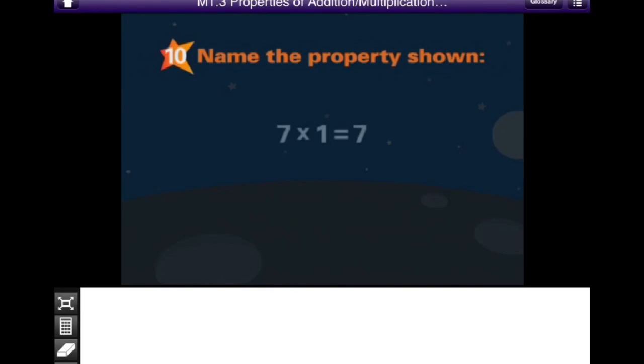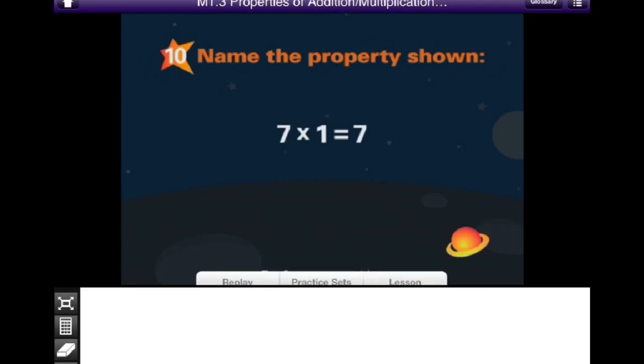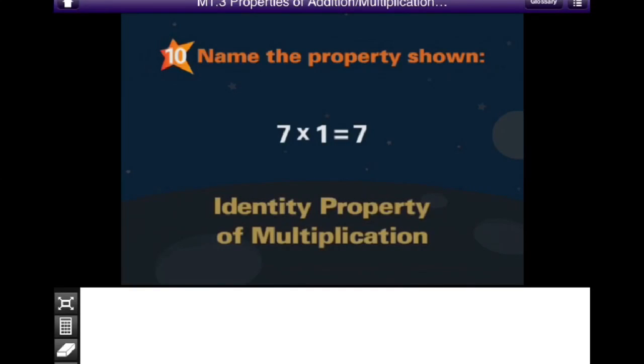What property is shown in problem 10 of your lesson notes? Okay, go ahead and write this down in your notes, 7 times 1 equals 7. Hopefully you know this pretty easily, and then come back and press play once you think you have the answer. If you multiply any number by 1, the product is that number. That's the identity property of multiplication. A fine job.